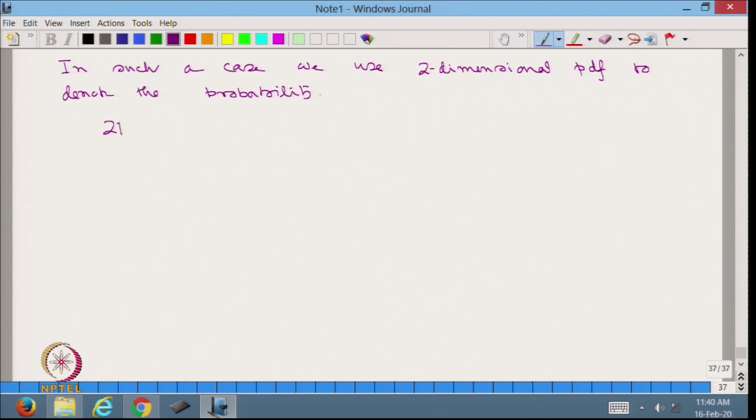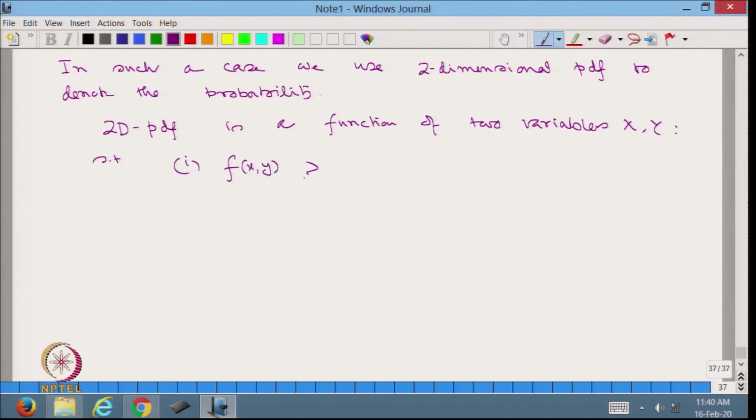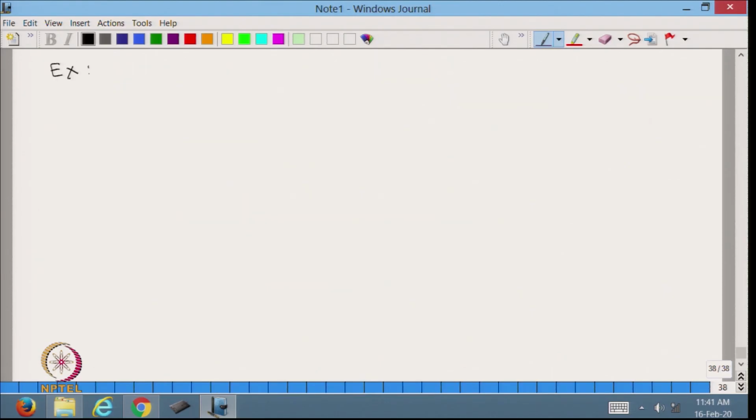So, a 2D PDF is a function of two variables x and y, such that one, f(x,y) is greater than or equal to 0, and two, the integration of f(x,y) over the space, let us call it omega, is equal to 1. We illustrate with an example.